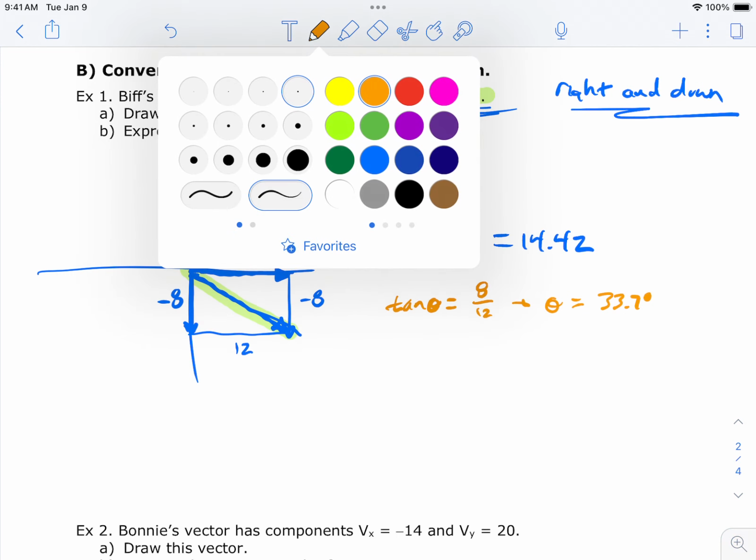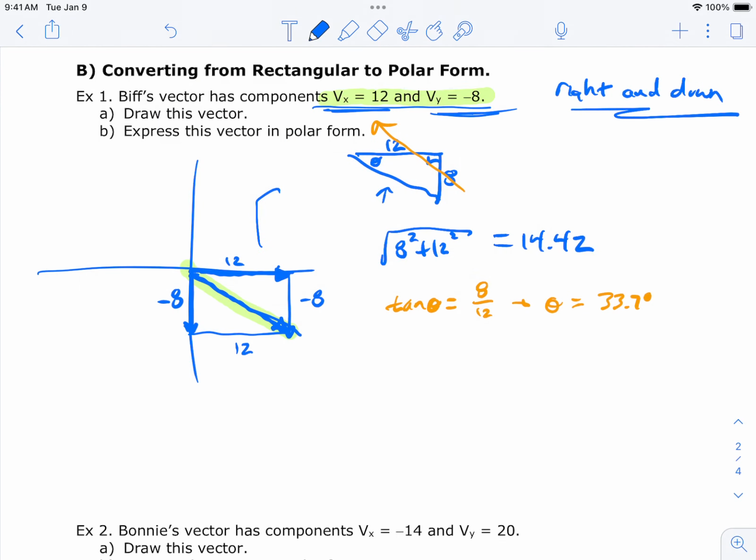Okay, I think we're ready to write our answer now. So we got the basic information. How long is the vector? The vector has a length of 14.42. Which way does the vector point? Again, you want to use standard position. This angle is 33.7, right? What's this angle?